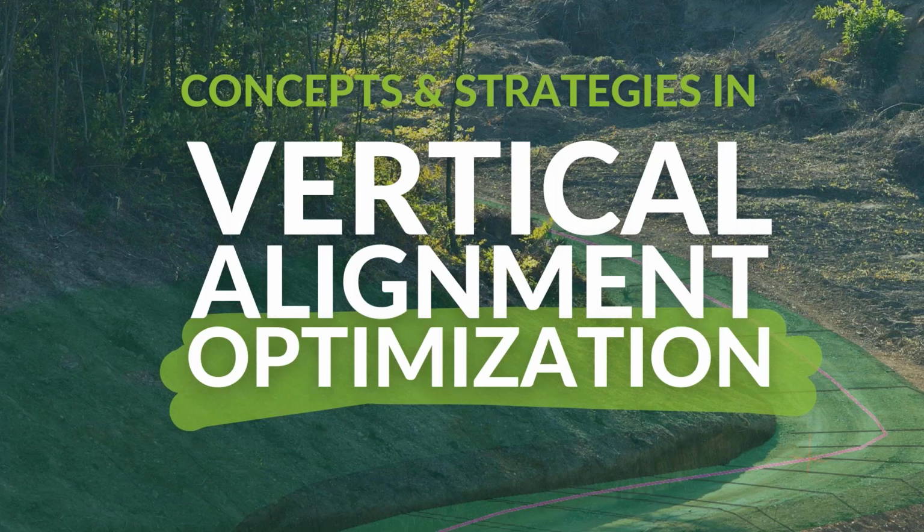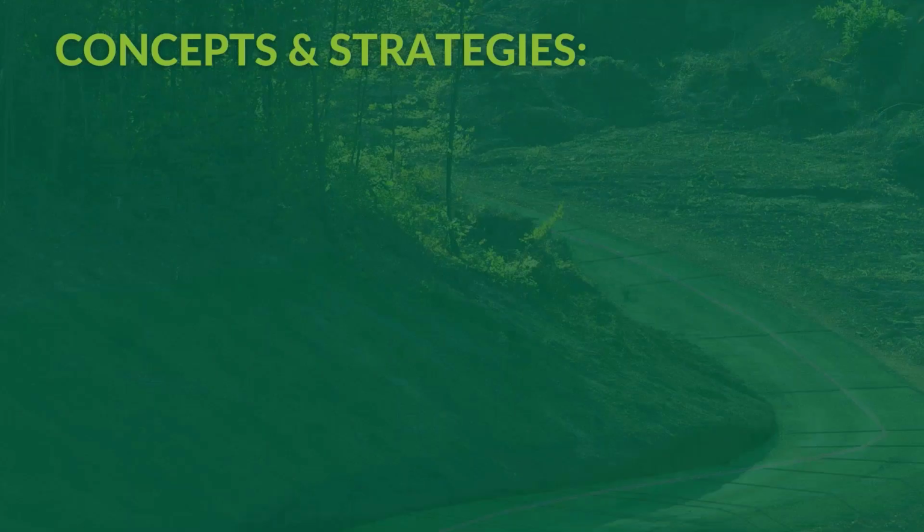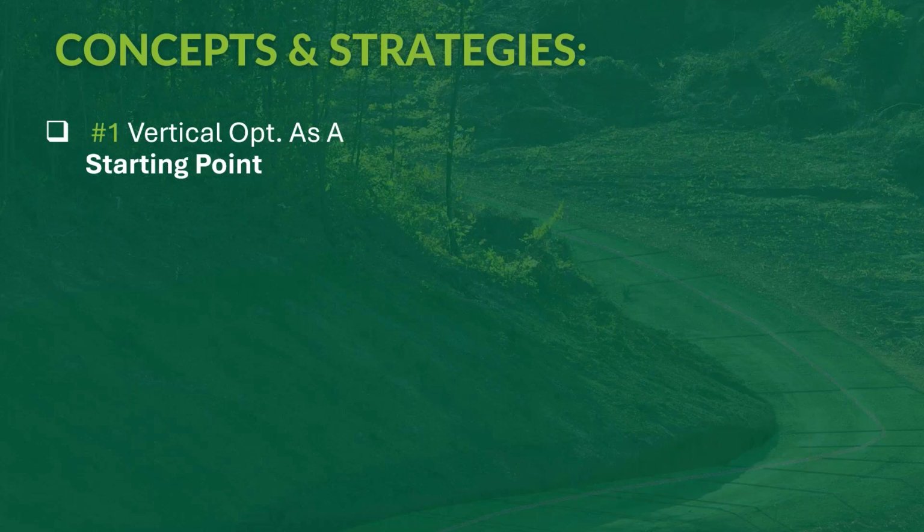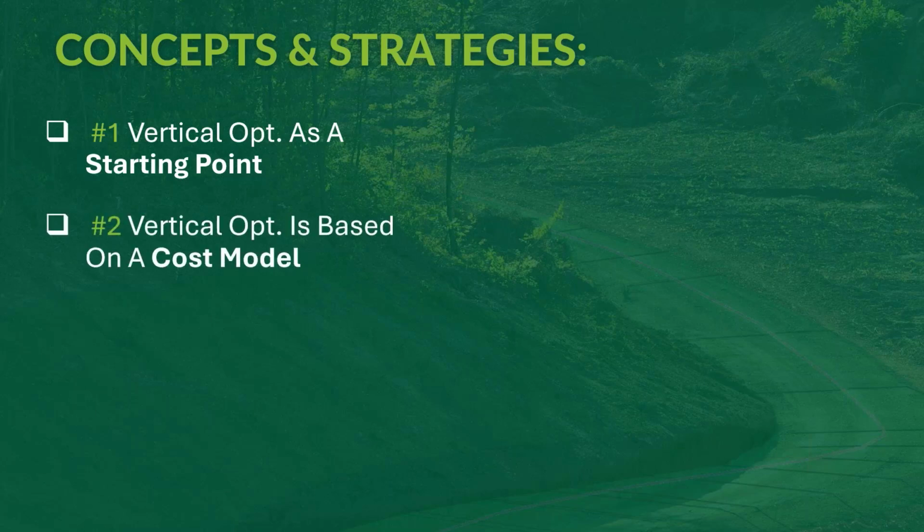Today we have an action-packed agenda, so I'm going to get straight into it. We're going to be looking at 7 different concepts and strategies pertaining to Softree Optimal's vertical optimization tool. Our first strategy, we're going to keep it very simple, and we're going to discuss vertical optimization as a starting point for your alignment design and project. From there, we're going to discuss how vertical alignment optimization is actually based on a cost model. And we'll talk a little bit about what that entails and why exact costs are really not necessary.